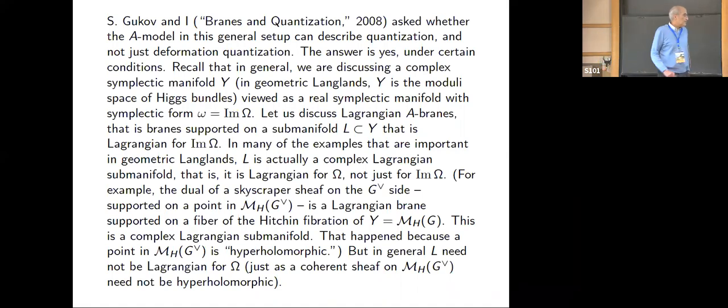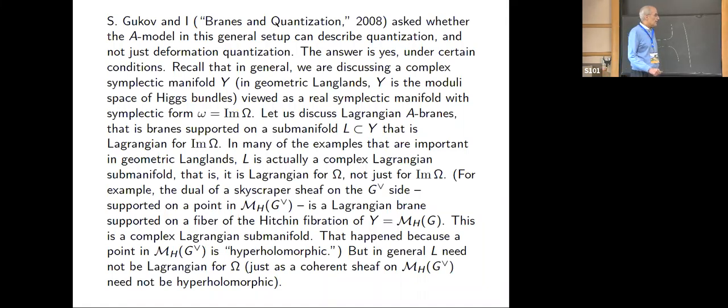For example, if you take a skyscraper sheaf on the dual side, that means a sheaf supported on a point. Its dual is a Lagrangian brane, a complex Lagrangian brane, that's actually supported on a fiber of the Hitchin fibration. That happened because a point is hyperholomorphic. A point is holomorphic in every complex structure, which forces the dual to have special properties, which lead to it being Lagrangian for both the real and imaginary parts of omega. So it's actually a complex Lagrangian brane, Lagrangian for omega, not just for Re omega.